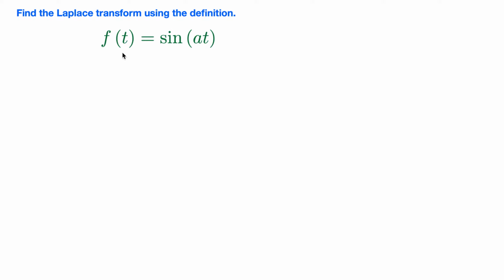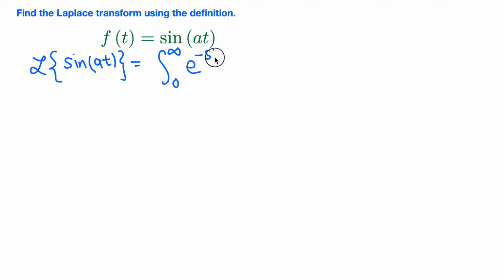Using the definition, our function is sine of at. From the definition we know that the Laplace transform of any function, in this case sine at, is the improper integral from 0 to infinity of this kernel, e raised to negative st, times the function itself. So this is what we need to evaluate to find the Laplace transform. This is by definition.